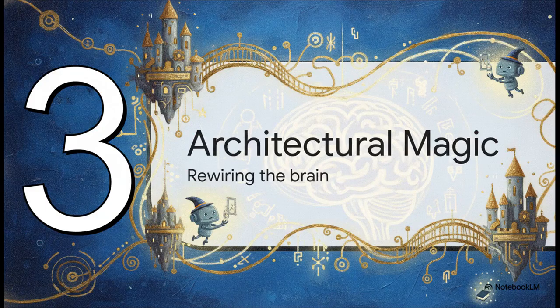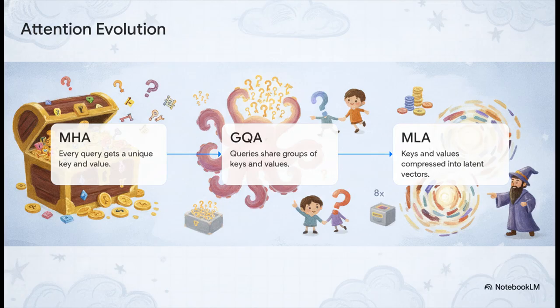Chapter 3, Architectural Magic, GQA to MLA, Rewiring the Monster's Brain. Over the years, engineers have been fundamentally rewiring how these models handle memories. We started out with standard multi-head attention, or MHA. In MHA, every single attention query got its own unique key and value. Total memory hog. Then we evolved to grouped query attention, or GQA. Here, multiple queries share a single key value group, which instantly shrinks the cache by up to 8 times. This is what almost all modern models like Llama 3 use today.